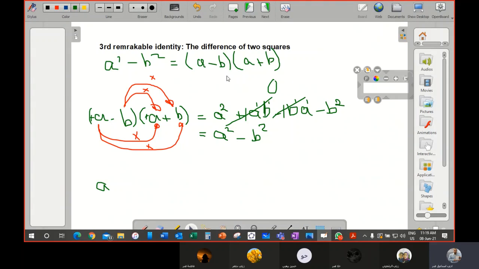What does difference of two squares mean, and where did we get it? Here I have A squared minus B squared. This is the difference of two squares, because A is squared minus B is squared. The difference between the two squares, A squared and B squared, gives me the third remarkable identity, A minus B into A plus B.